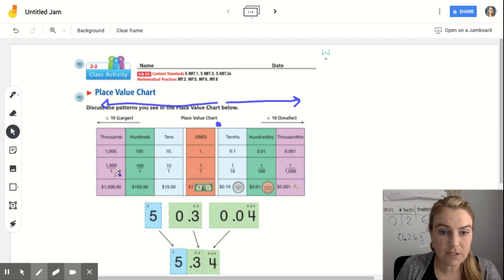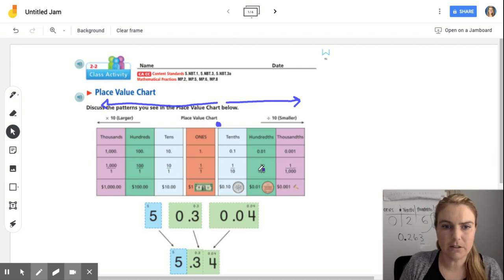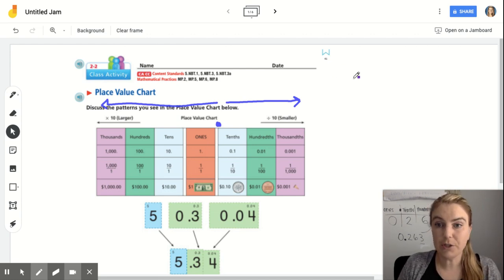And what I'd like you to do, take a look at the numbers that are worth more than one whole. So 1,000, 100, tens, and ones. You'll notice, what do they have as their denominators? 1. Okay. Anytime you're writing a whole number as a fraction, you can represent it as a fraction by just putting 1 as its denominator.